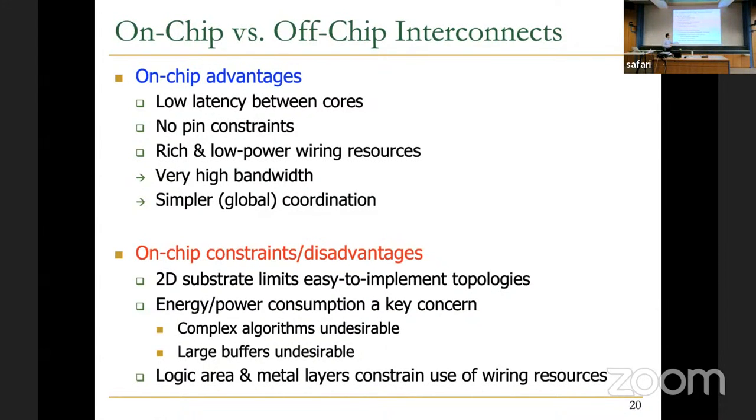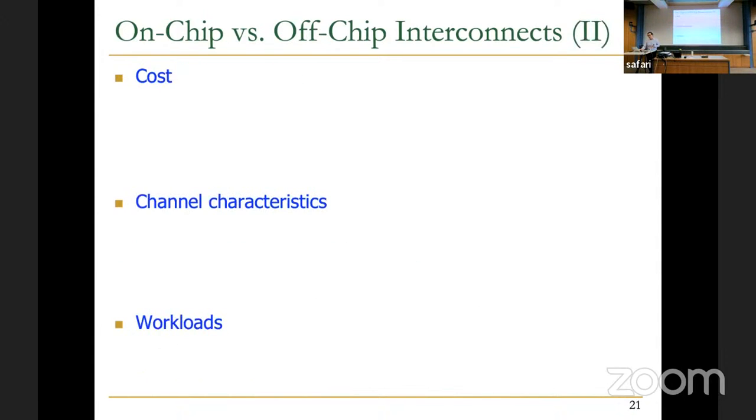And even though there are rich and low-power wiring resources, those wiring resources are not completely free for you, in the sense that you're limited by what is left by the logic area, because you cannot wire everything clearly. There's logic around you also that could consume multiple layers. And then you have limited metal layers, basically. They constrain how you use the wiring resources. So let's take a look at these a little bit more.